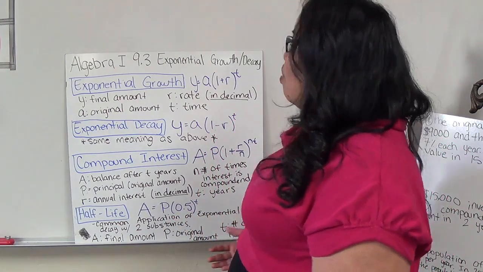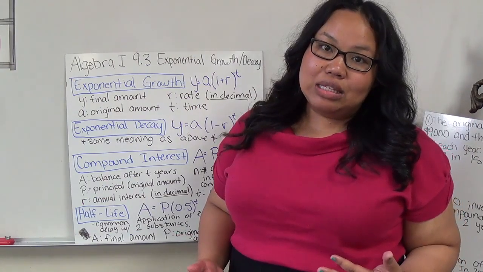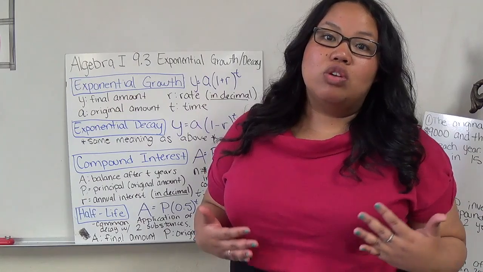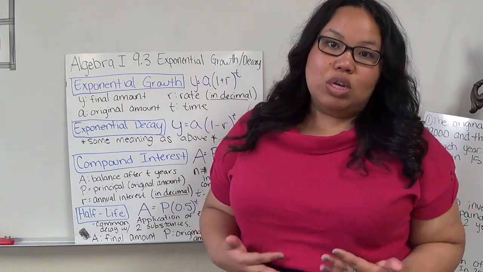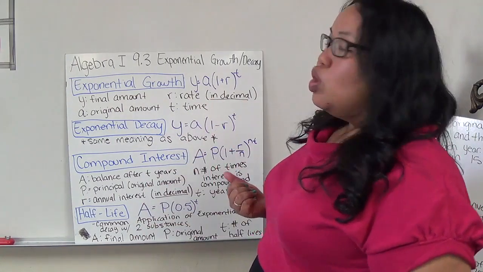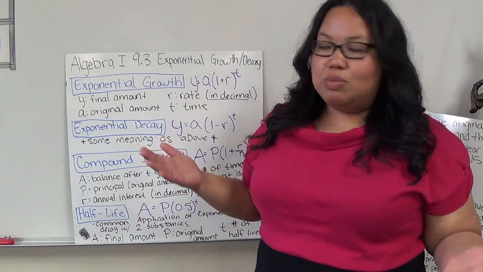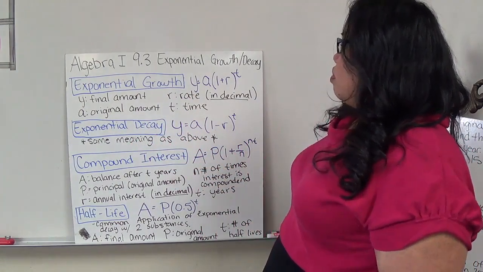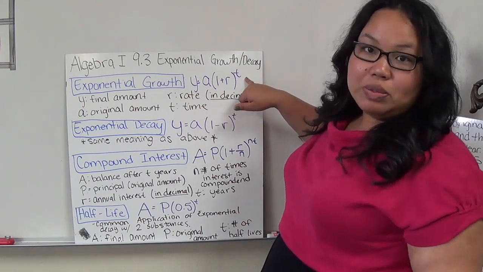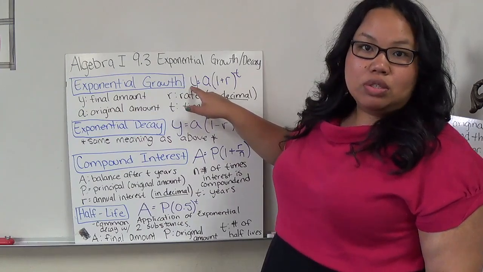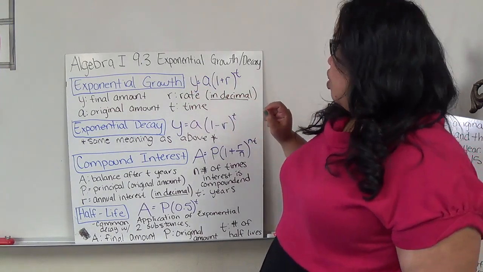And you're not going to have to memorize them for the test, but I will need you to be able to be familiar with them and understand what letters represent what and what to plug in. So exponential growth shows a graph that increases exponentially, so there's bound to be an exponent in it. The letter Y is your final amount. Okay, that's usually the answer that we're looking for.